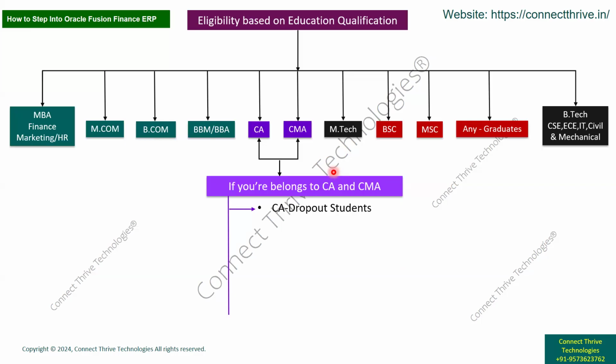Even CA dropout students can opt in for this course. Anyway, you will do your graduation simultaneously while studying CA itself. You will go and write the BCom exams from a regular college or distance college. So you can opt in for this course using that degree, either BCom or BBA, and we can start our career as a functional consultant, even if you are a CA dropout student.